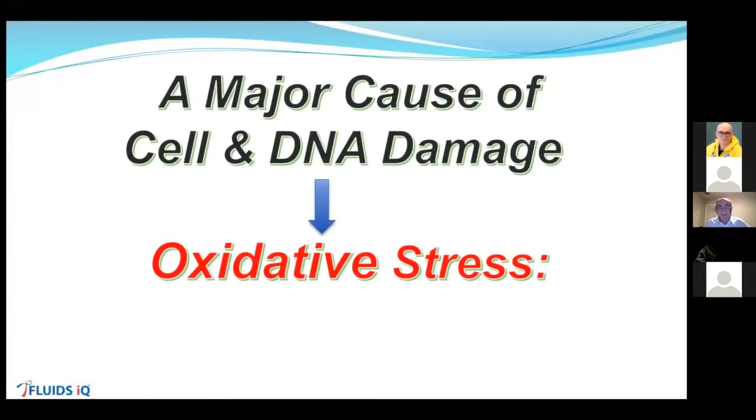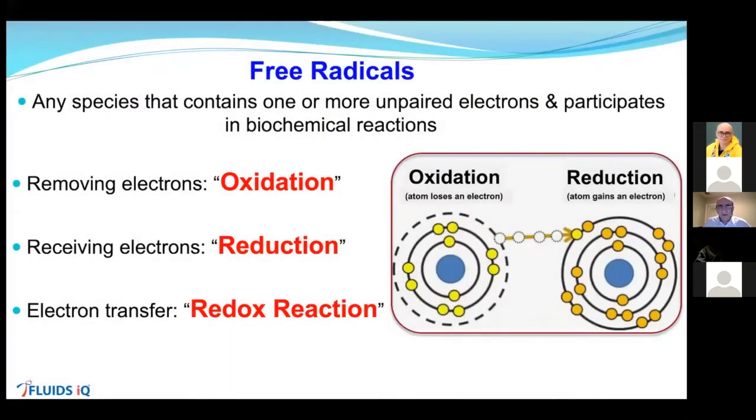So a major cause of cell, and for that matter, DNA damage within the cell, is what we call oxidative stress. So a lot of people talk about oxidative stress. What is it? And how can we define it? Well, you need to define it by beginning with an understanding of what a free radical is. A free radical represents any entity, any species that contains one or more unpaired electrons, and it participates in a biochemical reaction. So we know that in the mitochondria, every millisecond of our life, we are producing oxidative elements, meaning that there are entities that either have one less electron or they're trying to get reduced to receive an electron, and that is called an electron transfer or a redox reaction.